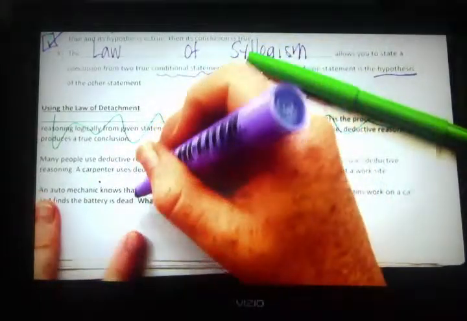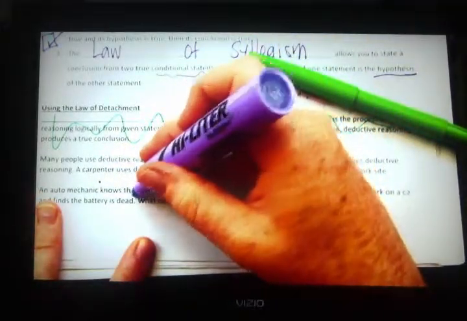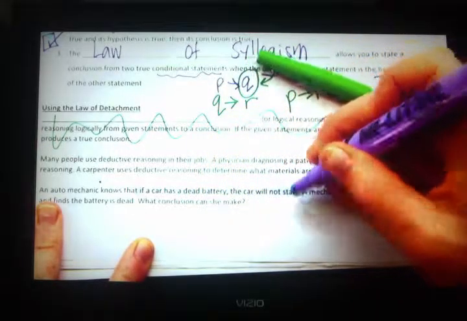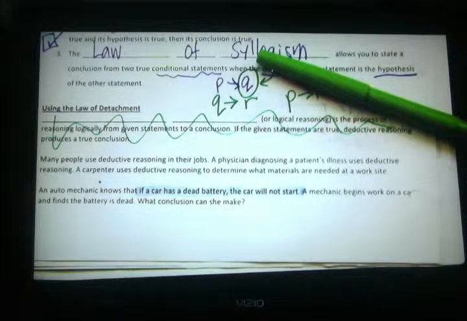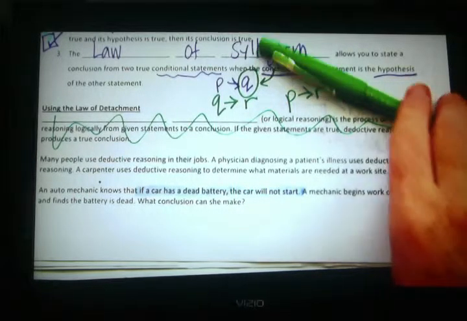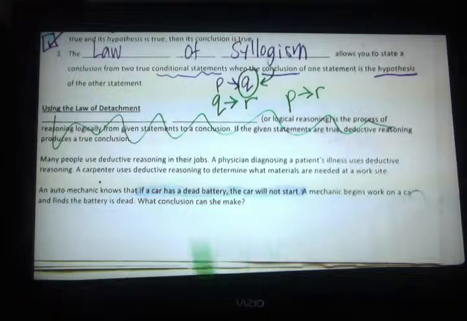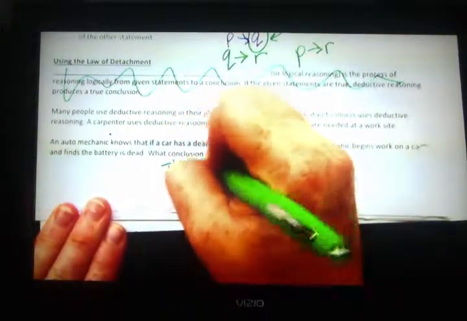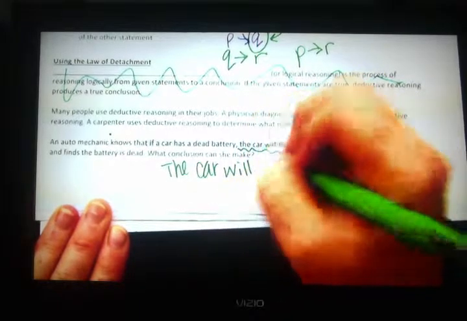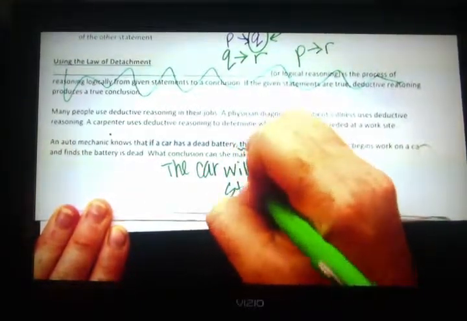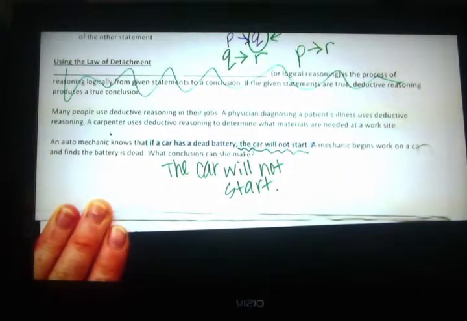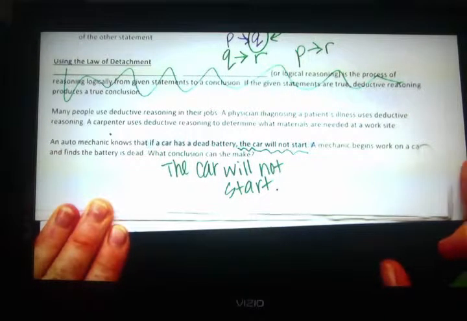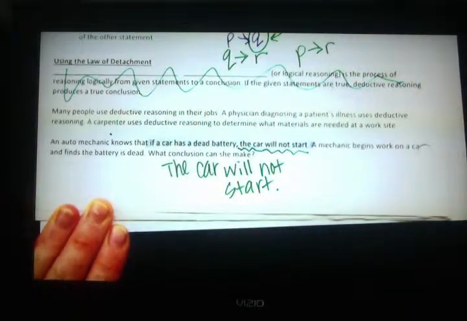Okay, so here's your statement here. If, and sorry, that should probably say then the car will not start. But there's your statement there that we're going to look at. So a mechanic begins work on a car and the battery is dead. So therefore, what can you conclude? You can conclude that the car will not start. So we're using deductive reasoning to figure that out. Deductive reasoning to figure out the car won't start. Okay? Based on our statement here. Okay, let's move to the next page.